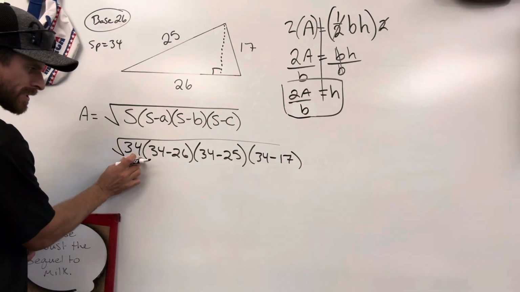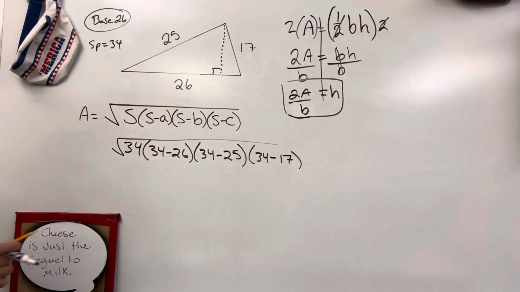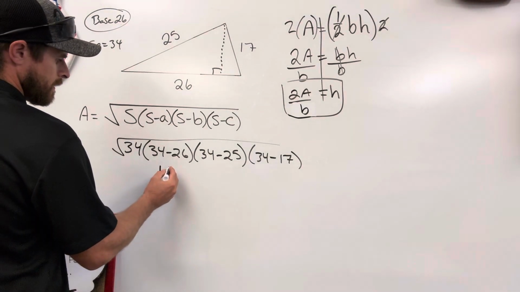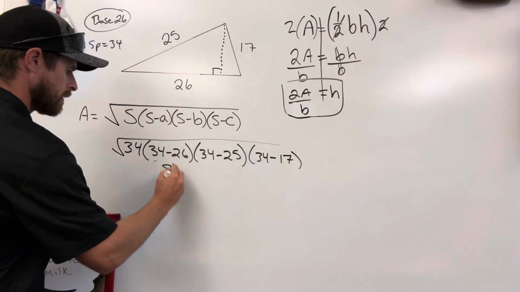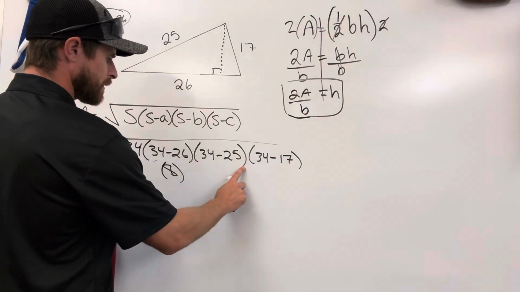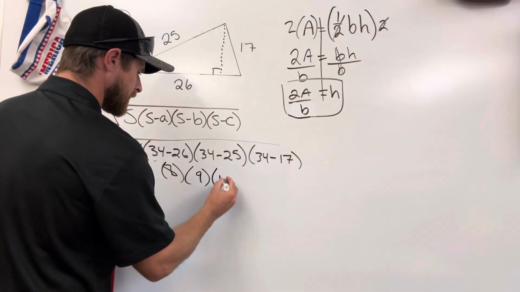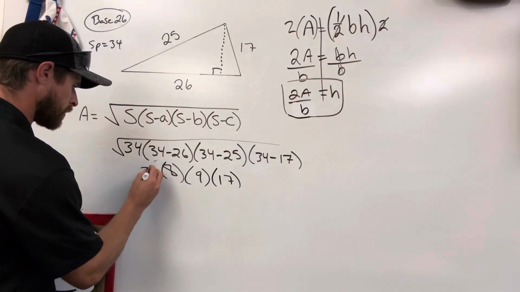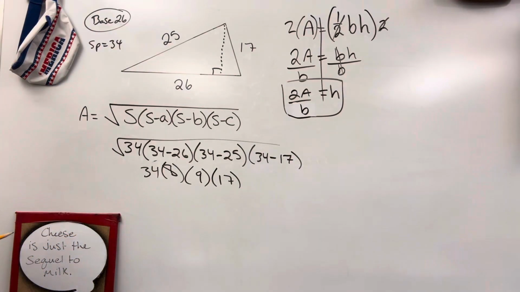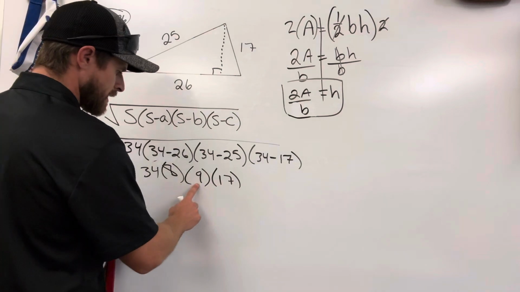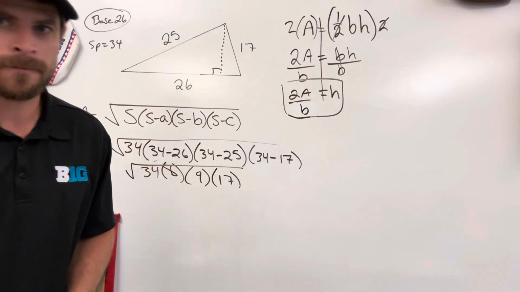So 34 is going to stay 34. 34 minus 26 is going to give us 8. So we got an 8 there. 34 minus 25, that's going to be 9. 34 minus 17, 17. And 34 is still there from right here, bringing it down. Okay, we got to multiply all of those four numbers together. So we've got 34 times 8 times 9 times 17, and we're going to take the square root of what we get. So I'm going to grab a calculator for that part right here.